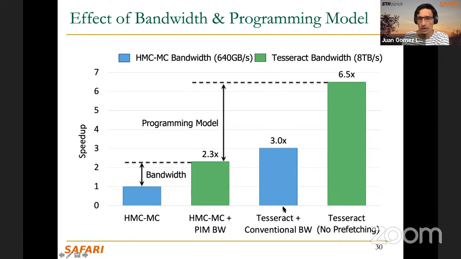Even if we evaluate Tesseract with the conventional bandwidth, imagine that it has only 640 gigabytes per second of internal bandwidth. Still in that case, Tesseract performs better than the two baseline configurations. And of course, if we operate Tesseract with its own internal bandwidth, which is 8 terabytes per second, we see much more speed up. No prefetching in this experiment, but I think you can get what's the actual benefit that we receive from the execution model in the accelerator and the programming model that is used.